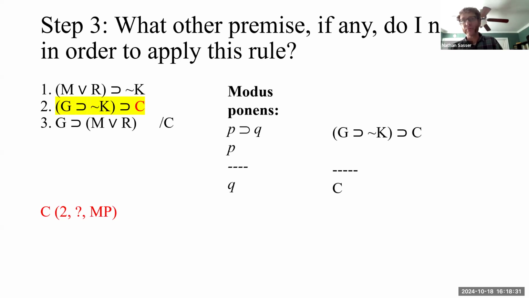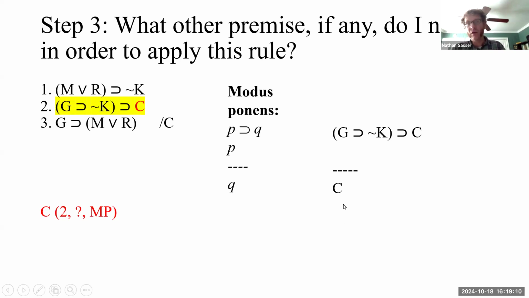So this brings us to step 3. What other premise, if any, do I need in order to apply this rule? Here's what I mean by that. Modus ponens, I put the form of it right here in the middle: if P then Q, P, therefore Q. It takes 2 premises. Now, in my particular example of modus ponens, premise 2 gives me a conditional statement, the equivalent of if P then Q. In our case, everything that's in parentheses is the P, the antecedent, and the C is the Q, the consequent. And I've got the conclusion C, right?